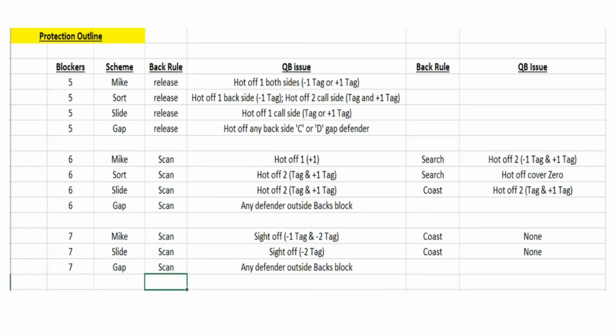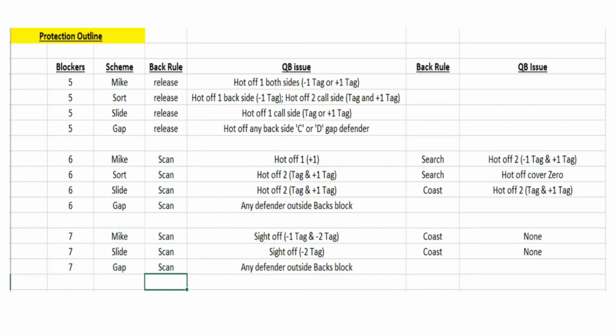So you're hot weak off 1, but the front side hot is off 2 people. They've got to bring both the tag and the +1 to make you hot front side. So the quarterback learns in this scheme, 5-man sort, I'm hot off 1 backside, I'm hot off 2 front side.